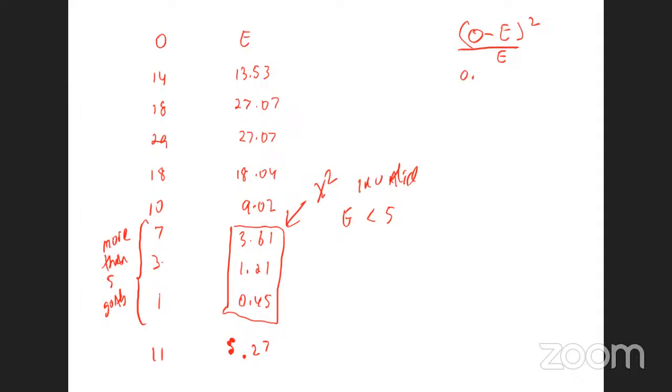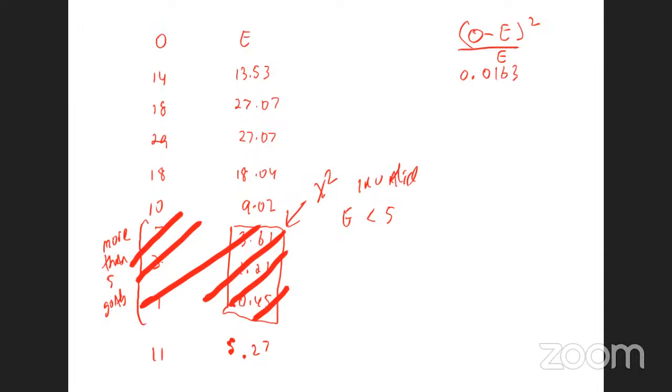How much do you got there? Remember, we're ignoring this now. 0.0163. Yeah, that could work. Then you work out the others. Then you work out each one. You have 5 more to work out, then total it up. And that will be a value for the chi-squared calculated.